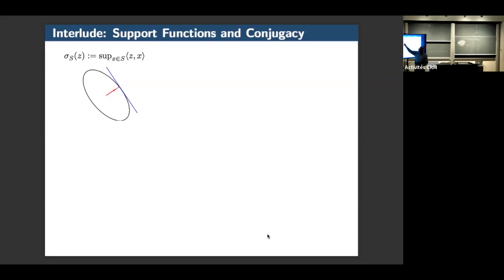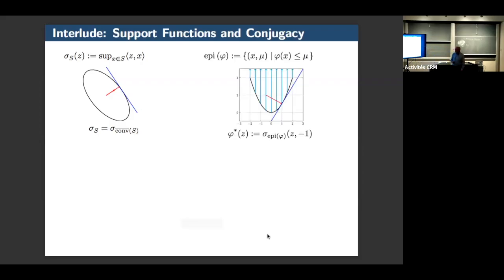But notice that when I take the supremum, I might as well take the supremum over the closed convex hull of that set. So the support function of any set is the same as the support function of its closed convex hull. There's the relationship that I showed you before between a convex function and its epigraph. So we can look at the support function of the epigraph of a convex function. Okay, so I'll pick a, but notice that this goes up to infinity.